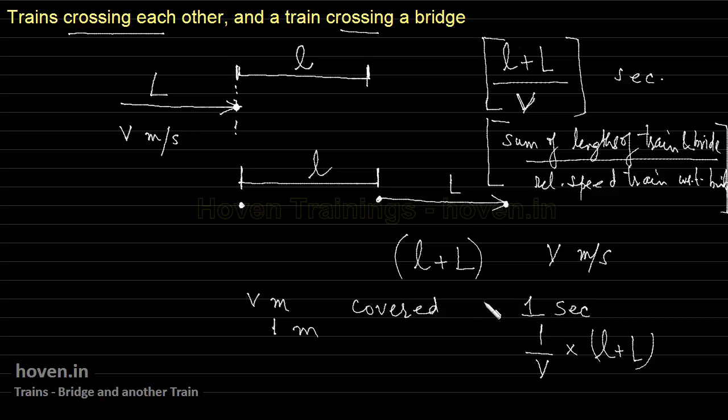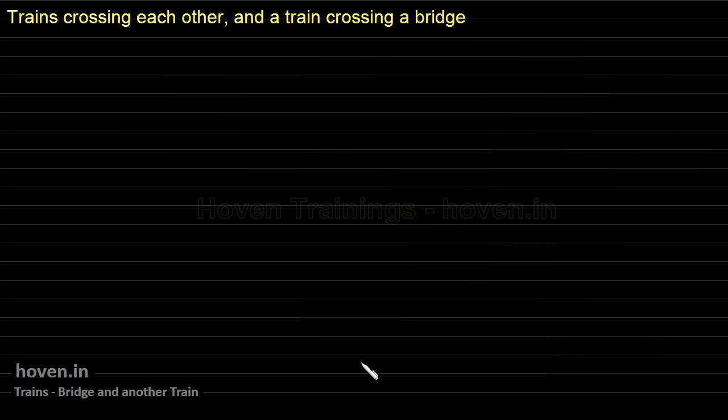Next, let us take the case of two trains crossing each other. Let us suppose this is one train of length L that is moving towards the right at a speed of u meters per second. And let us say that this is another train of length l which is traveling at v meters per second towards the right side. The above train is also traveling towards the right side. We have to find the time in which this train of length small l will cross over entirely the train of length capital L. We have to find out.